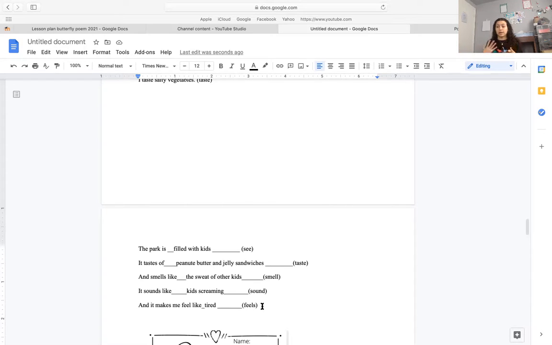It's not about what is right or wrong. It's about what you sense, and those feelings that you see, taste, smell, hear, and feel when you're writing your sensory poem about whatever it may be. So today will be our butterfly, right?